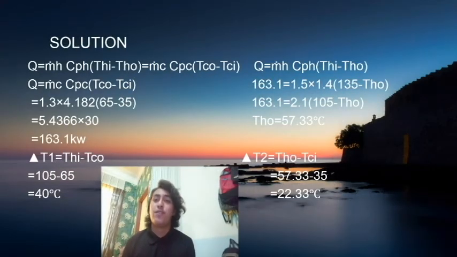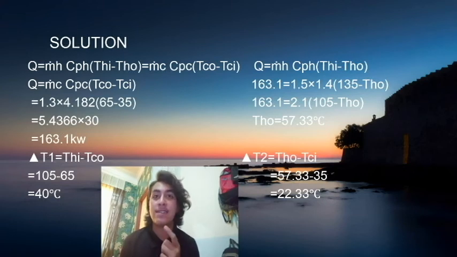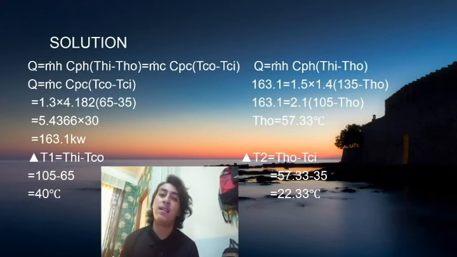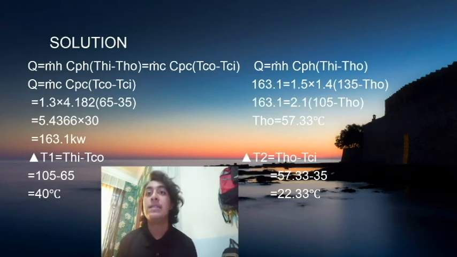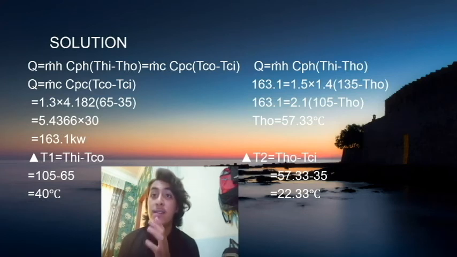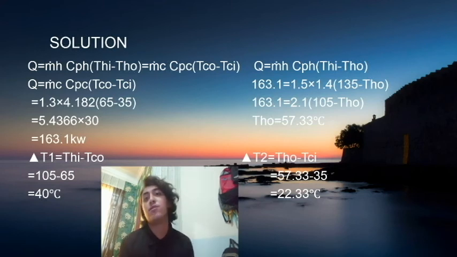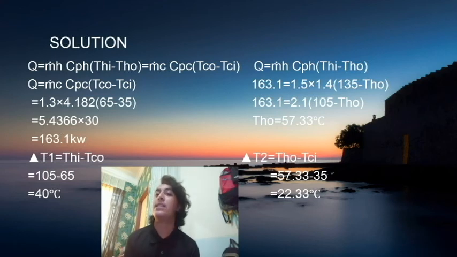For the solution, as usual, enter all the values. We go first to delta T1, where the formula is THI minus TCO, and the answer is 40 Celsius degree. For delta T2, we should find THO first, and I get the answer 57.33 Celsius degree. Then delta T2 is THO minus TCI, and the answer I get is 22.33 Celsius degree.